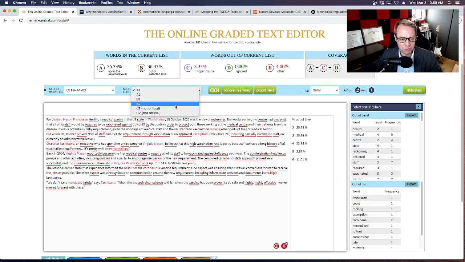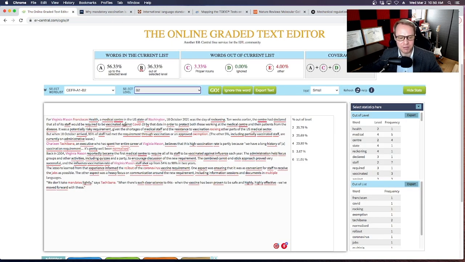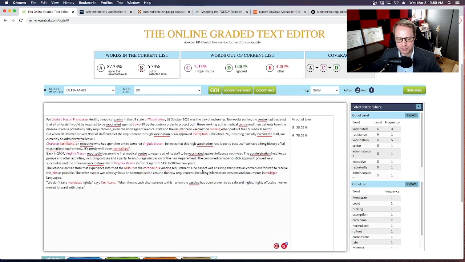But if we were to move this up to B2, which once again is where we have independent speakers, you can communicate with them, but they're not quite at native level. And we click on go. This is going to scan your text right now.